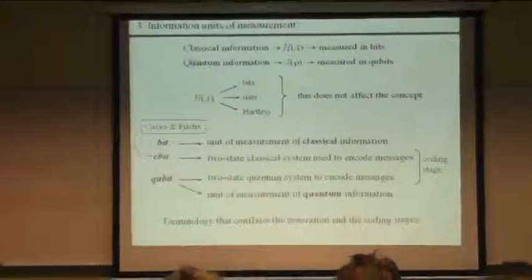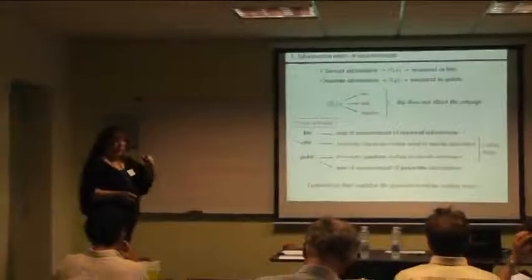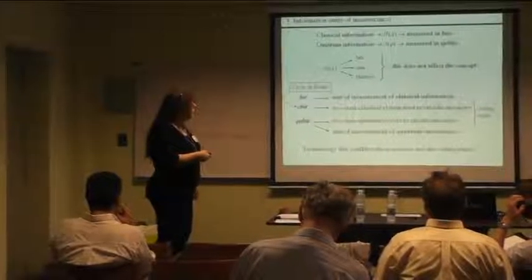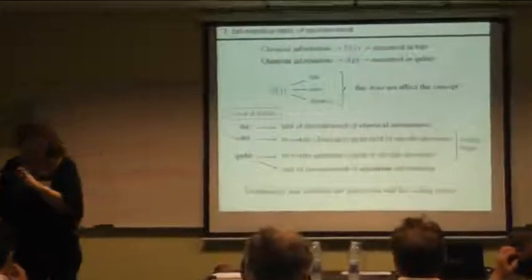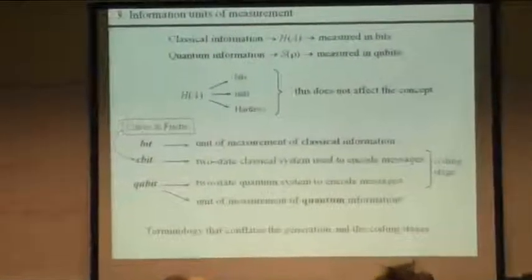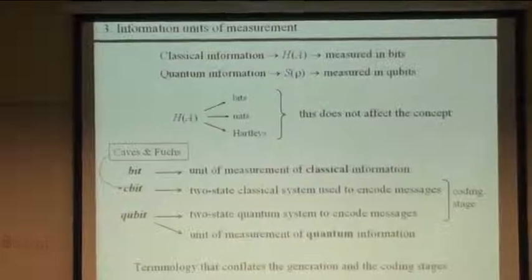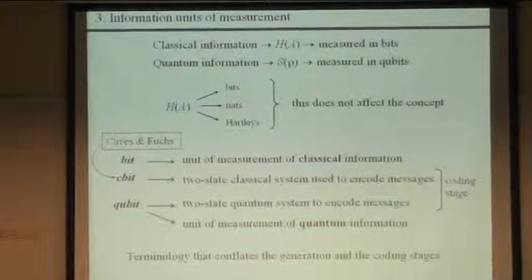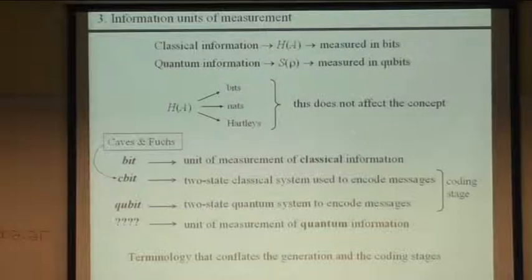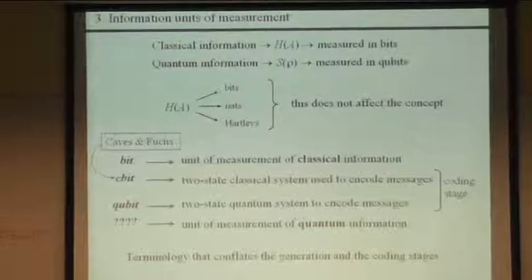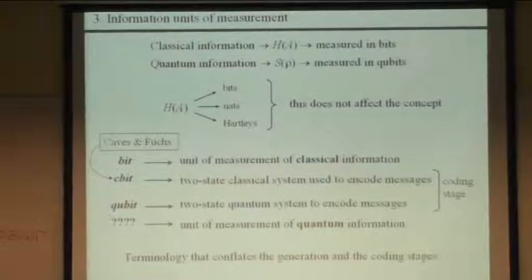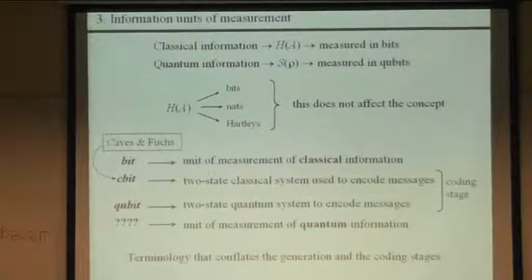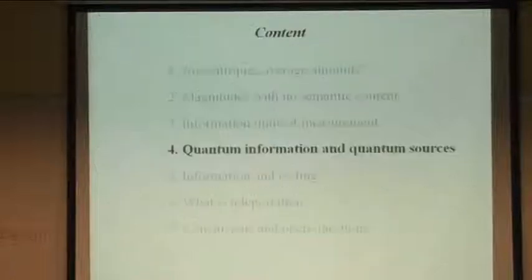So I prefer this terminology proposed in one of the papers of Caves and Fuchs to call this cbit. That is, the bit is a unit of measurement, and cbit is a two-state system. So if we follow this idea, we should need something different for the unit of measure of quantum information. But we can propose something here in this conference. We will come back to this point too.